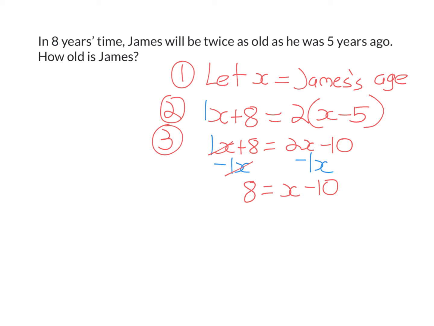So remember, x and 10, they are not like terms, so you can't subtract one from the other. That's why I only subtracted the x from this term. So now that we've got here, this is really simple. The way I undo subtracting 10 is adding 10 to both sides. So I'm left with x equals 18.